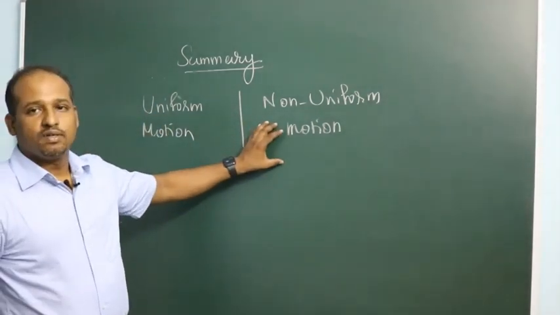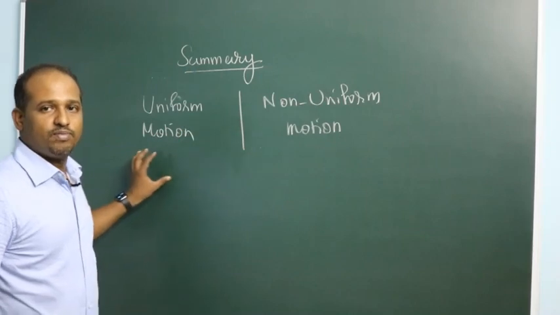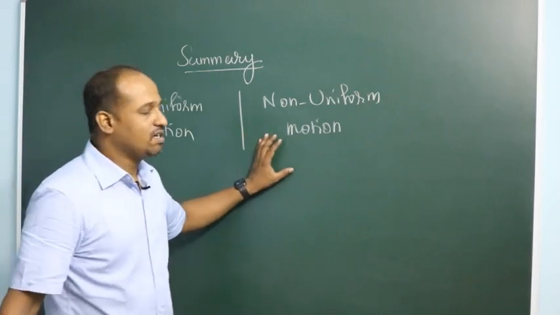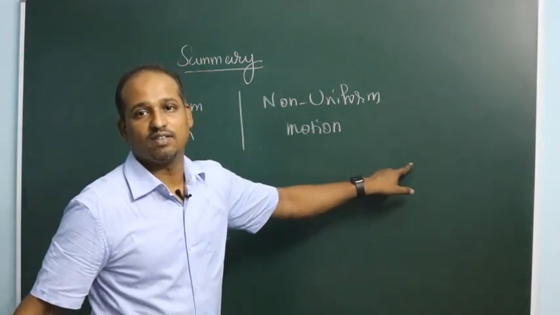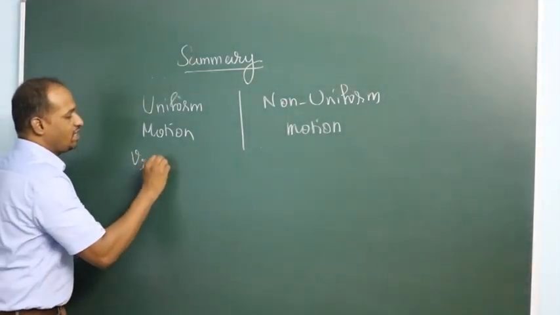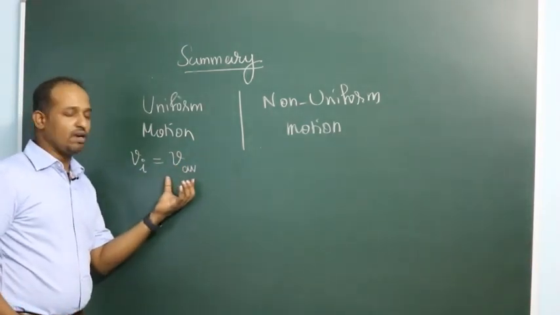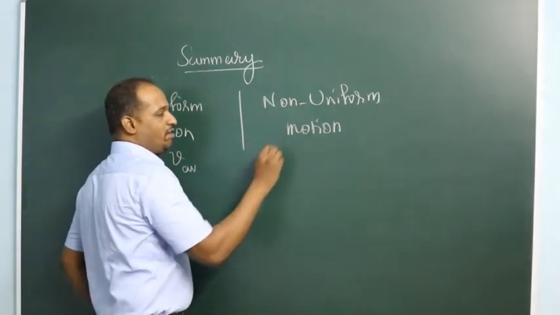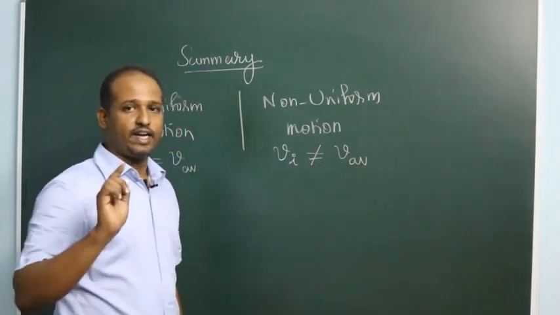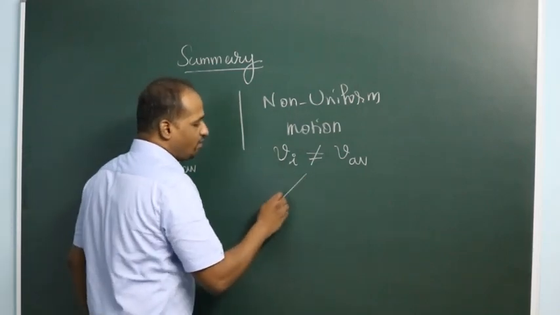Two types of motion we have just classified: uniform motion and non-uniform motion. If an object covers equal displacements in equal intervals of time, then that is uniform motion. If an object covers unequal displacements in equal intervals of time, it is called non-uniform motion. In uniform motion, instantaneous velocity is equal to average velocity. That means velocity at any instant is equal to the overall average velocity. But in non-uniform motion, instantaneous velocity is not equal to the average velocity for the entire motion. The instantaneous velocity keeps on changing. So here velocity is changing.